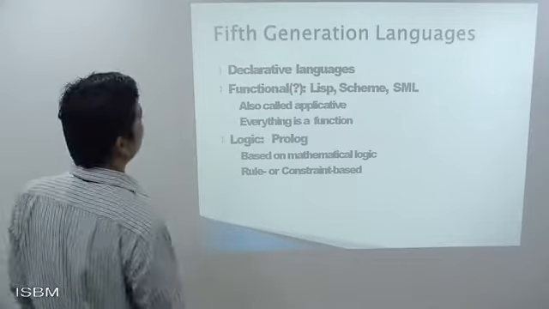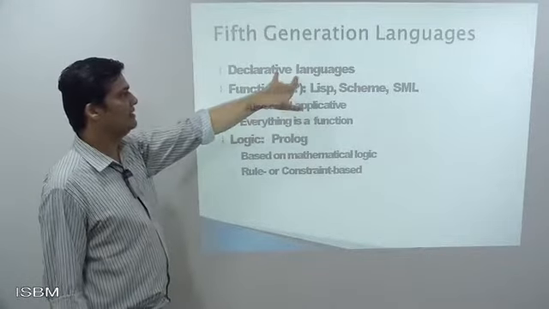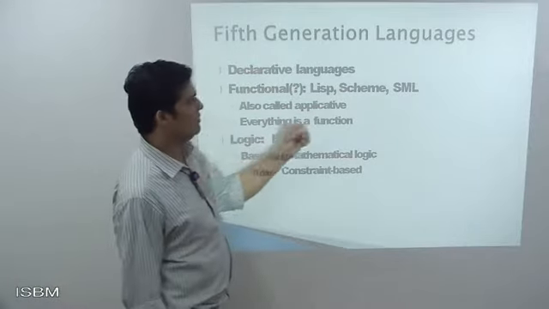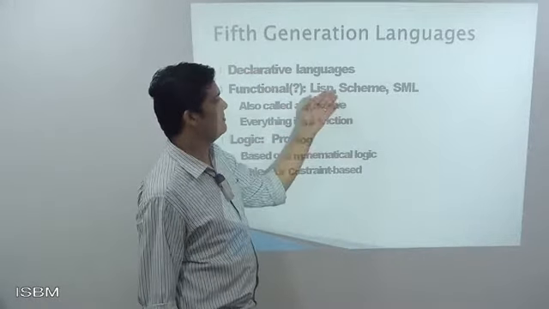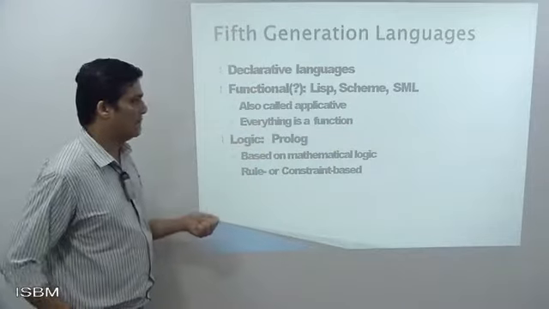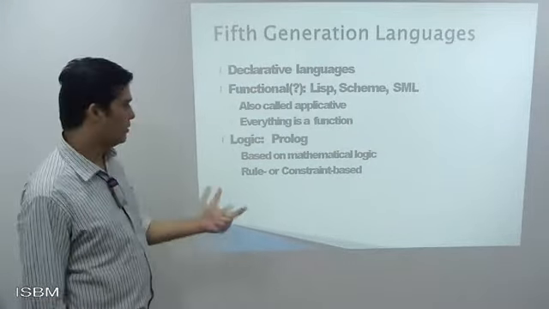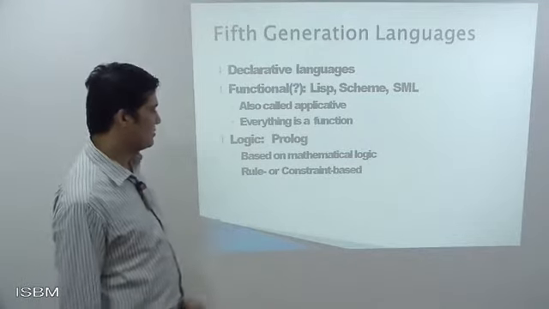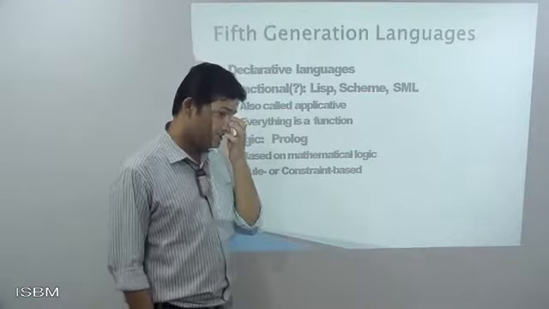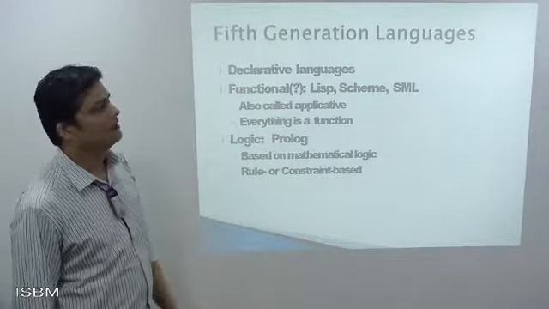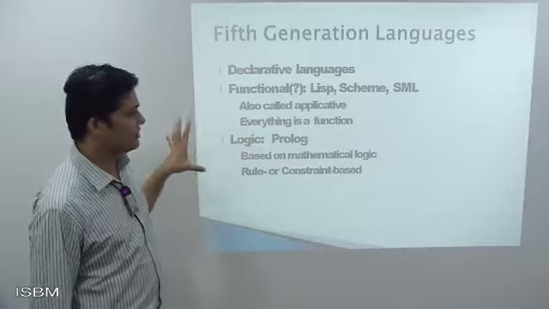Then we have a fifth generation language, in which we are declaring languages and functions. We have Scheme, SML, Lisp, also called applicative languages. Everything is in functions. We have logic, we have Prolog, based on mathematical logic, rules and constraints. Everything is available over there. With the help of that we are doing our fifth generation language, which is simpler than the fourth generation language.